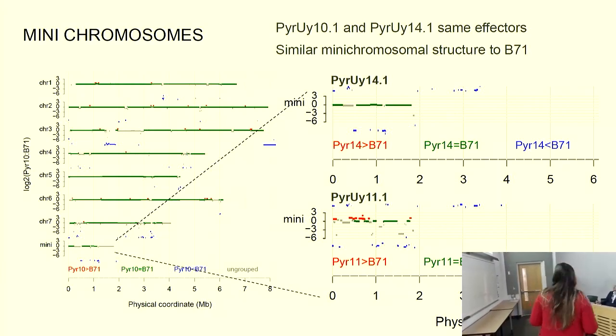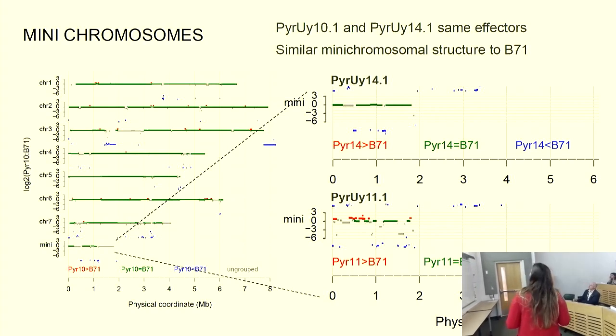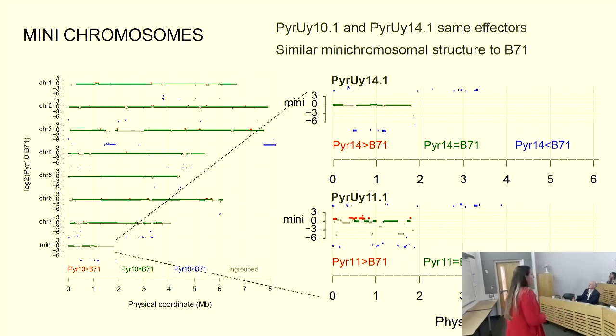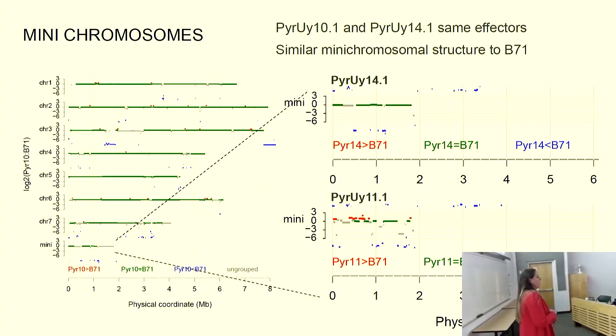And so when we compare the mini chromosomes from these Uruguayan isolates to the V71, that is the reference isolate, we found that for 14 and 10 there is no difference in the mini chromosomes. So here it is all green, and it says that they are similar. But then when we compare 11 with V71, we saw a lot of differences in the mini chromosomes. Actually, some of the effectors are missing in 11.1. And that implies that this isolate has different mechanisms of virulence.